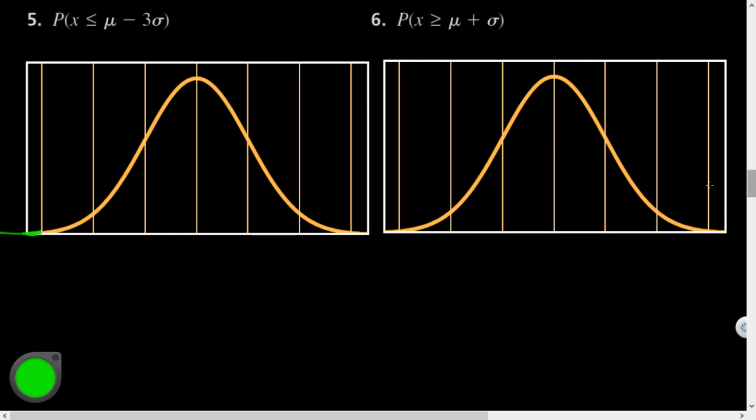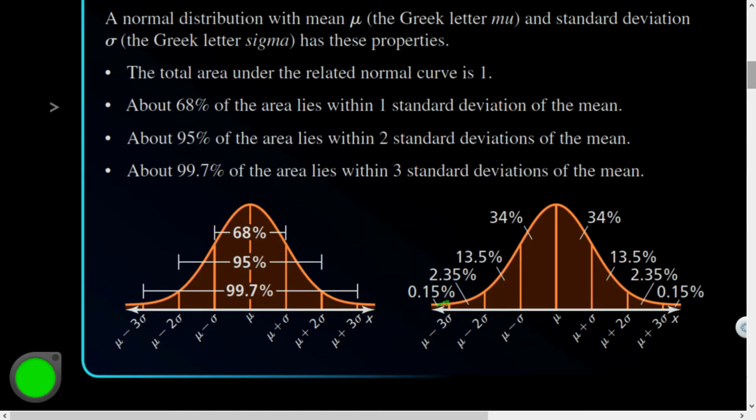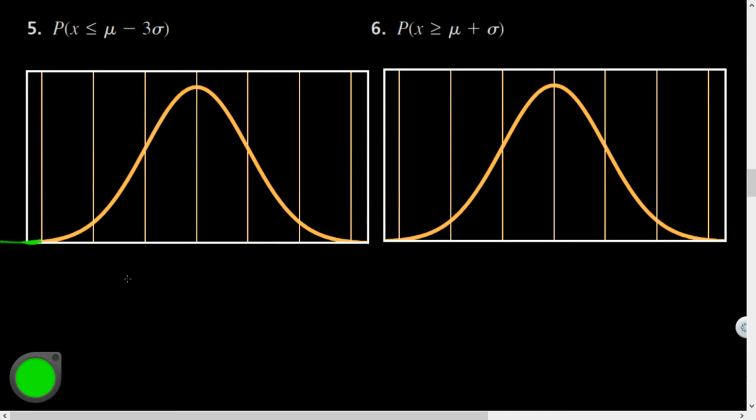Let's see, how could I find that? Yeah, right here. That's perfect. 0.15%. So that's less than a 1% chance. Okay. And how about this one?